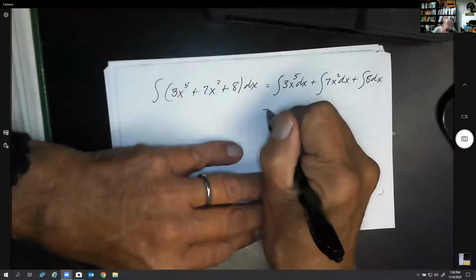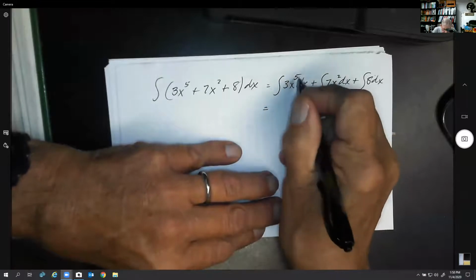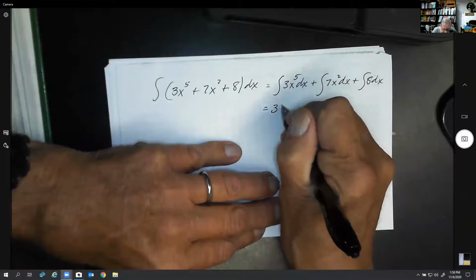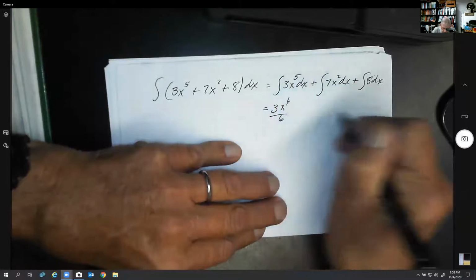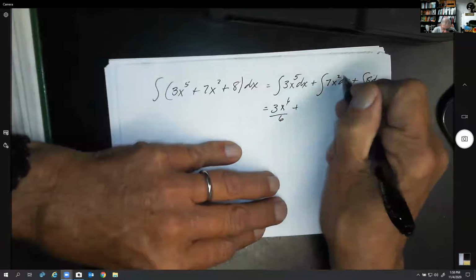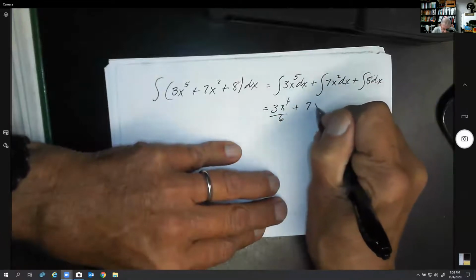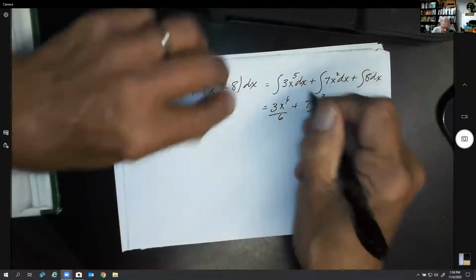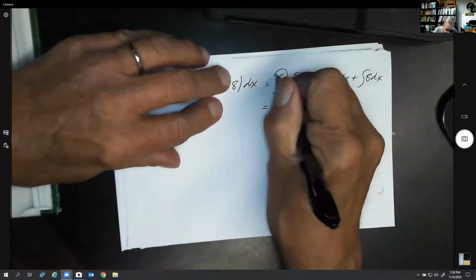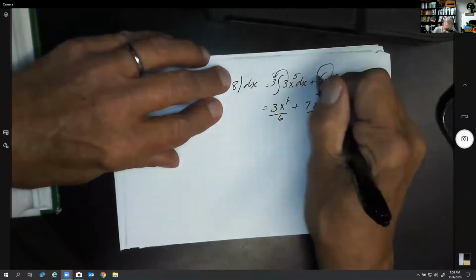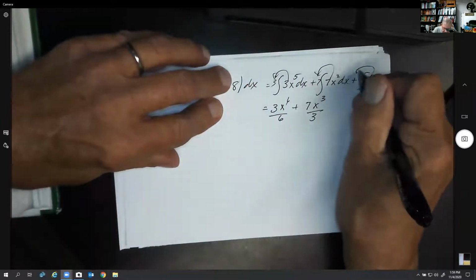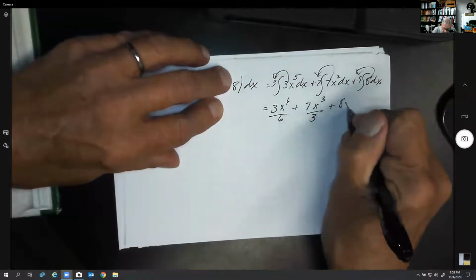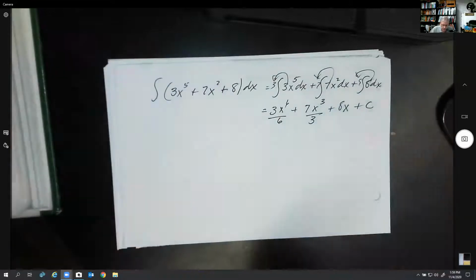So this would simply give us, we could factor out the 3, and then this would be x to the 6 over 6, plus, you could factor out the 7. That would be x to the 3rd over 3. We're just not writing it down, but I'm taking this 3 out, I'm taking this 7 out, and I'm even going to take the 8 out. So this would be plus 8x. And remember, the integral of dx is just x plus c. And then we would simplify.